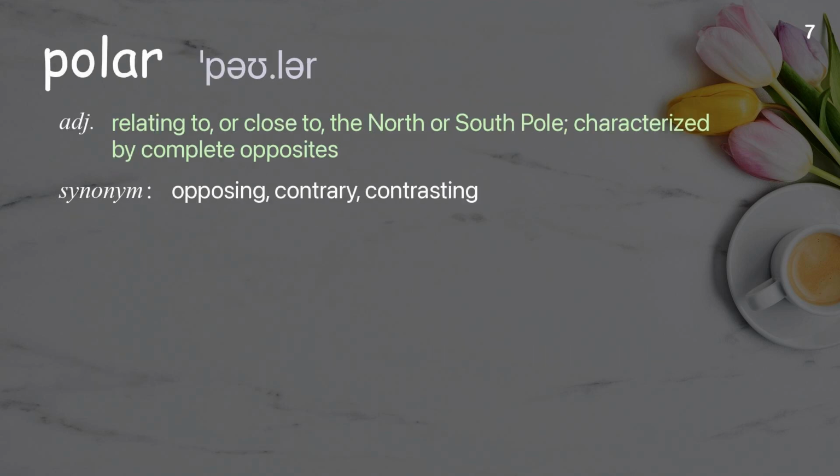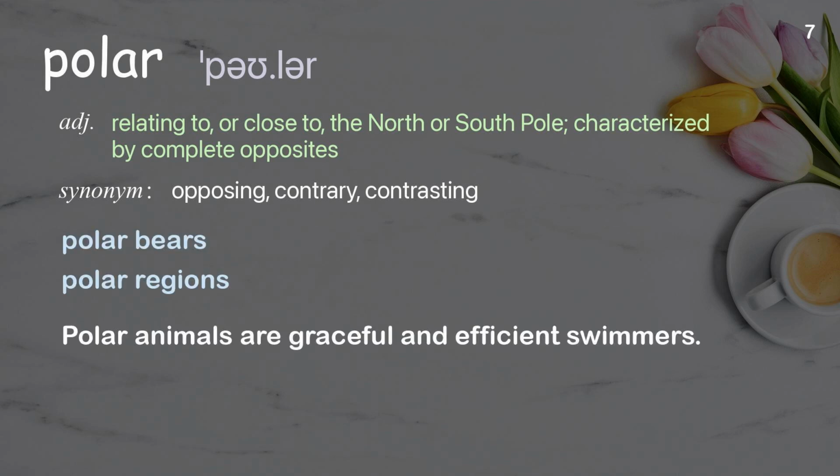Polar. Relating to, or close to, the North or South Pole, characterized by complete opposites. Examples. Polar bears. Polar regions. Polar animals are graceful and efficient swimmers.